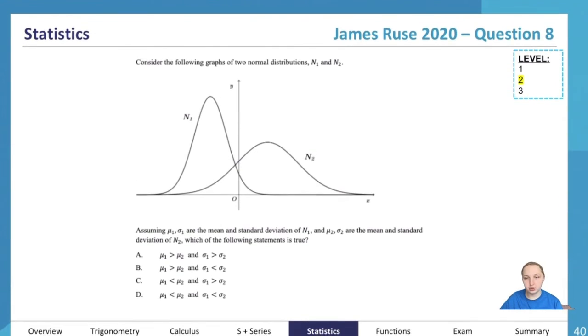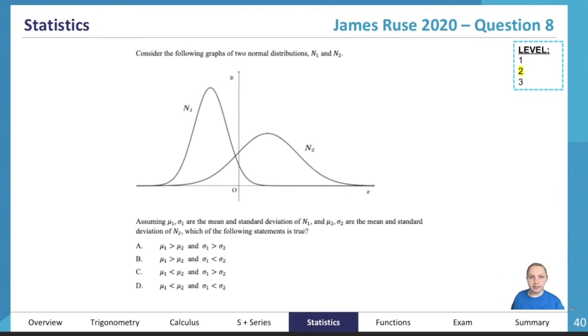Looking at another multi-choice question, consider the following graphs of two normal distributions, N1 and N2. Assuming mean 1 and standard deviation 1 are the mean and standard deviation of N1, and mean 2 and standard deviation 2 are the mean and standard deviation of N2, which of the following statements is true? So, first thing we're going to be thinking about is which one is going to have a higher mean. Your mean is essentially where is the center of your graph lying. Which graph has a higher center? That's going to be N2 because the more to the right it is, the higher that mean is.